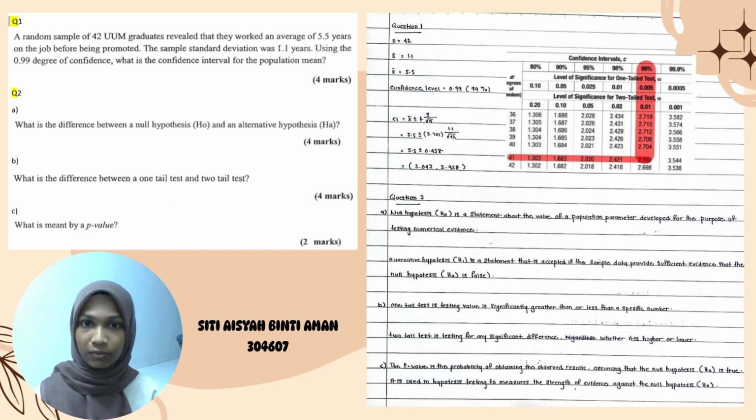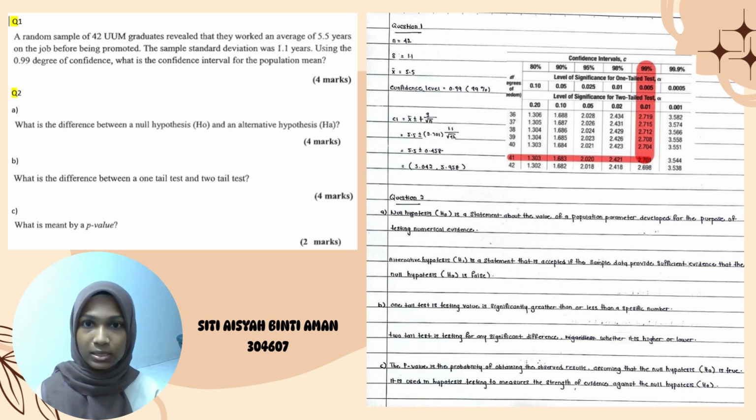B. What is the difference between one-tail and two-tail test? So basically, a one-tail test is testing whether a value is significantly greater than or less than a specific number, while a two-tail test is testing for any significant difference, whether it is higher or lower.